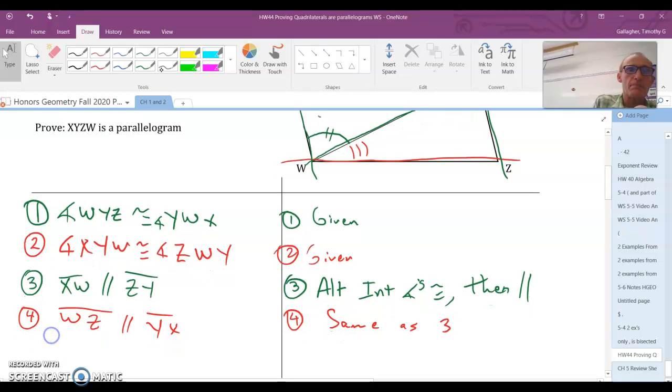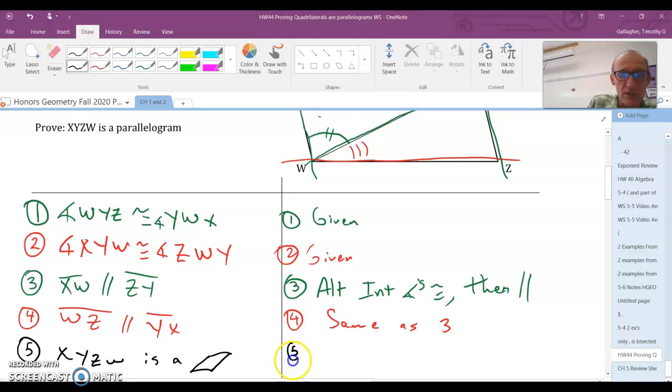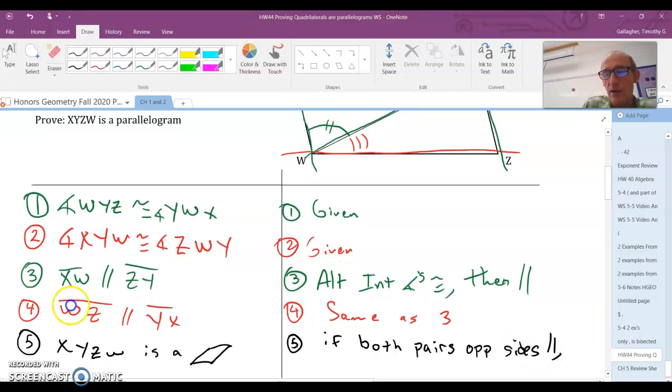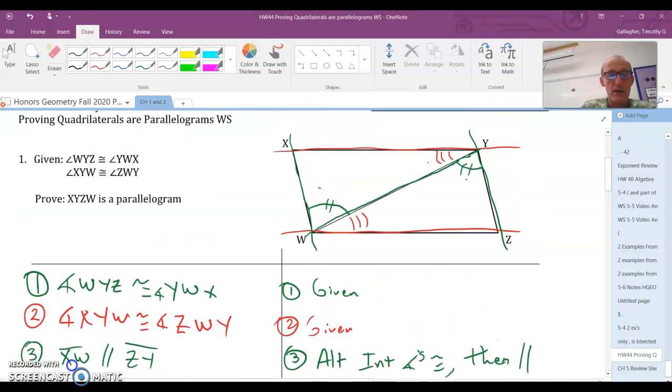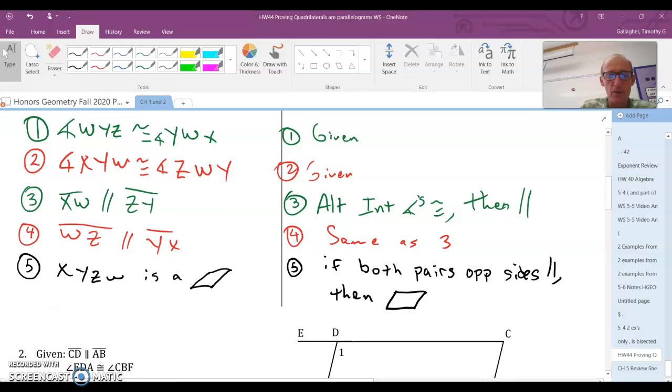Okay, so that's it. All right, so 5 is XYZW is a parallelogram, and that is because if both pairs of opposite sides are parallel, then we have ourselves a parallelogram. Okay? All right, so not too bad. Okay, next problem.